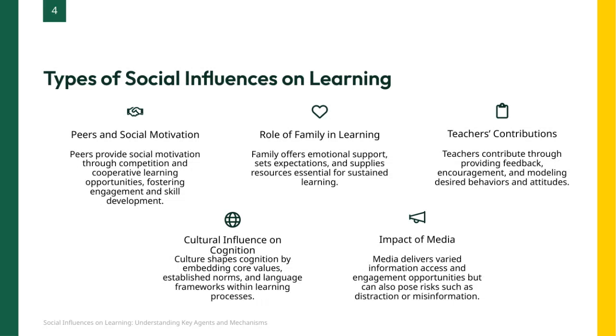When we look at the different types of social influences on learning, several key factors come into play. First, peers are incredibly important. They motivate us socially, whether through friendly competition or by working together cooperatively. This interaction helps keep us engaged and develops our skills in meaningful ways. Then there's family, which plays a crucial role by providing emotional support, setting clear expectations, and offering the resources needed to keep learning on track over time.